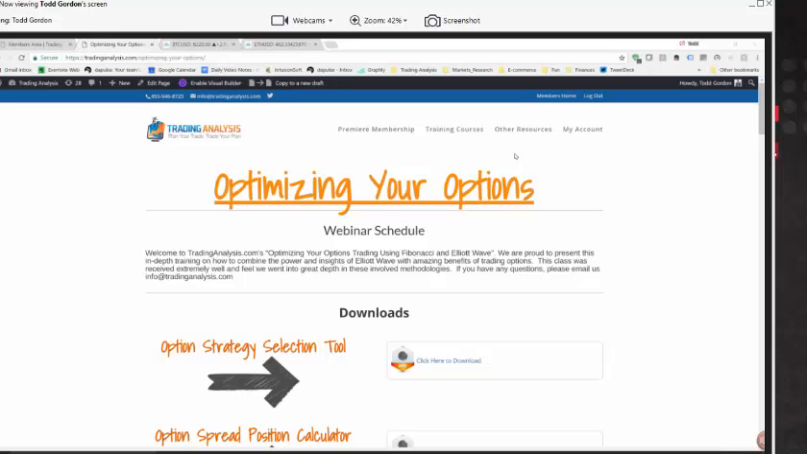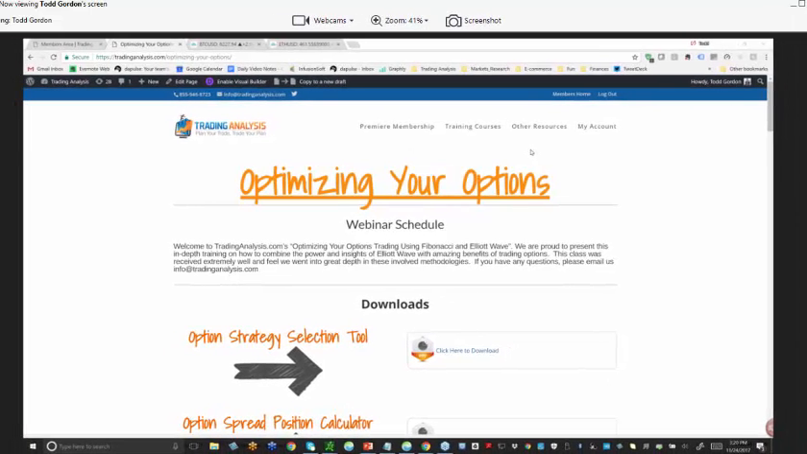So we'll dive in here. I'm going to show you how I approach the options market. And like Tony, I do a lot of fib, but we're going to take it one step further. And along with fib comes Elliott. Elliott Wave and fib go together like peanut butter and jelly. So I'll show you how I kind of set up my options trades that way.